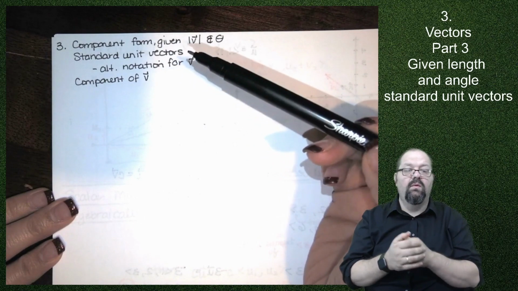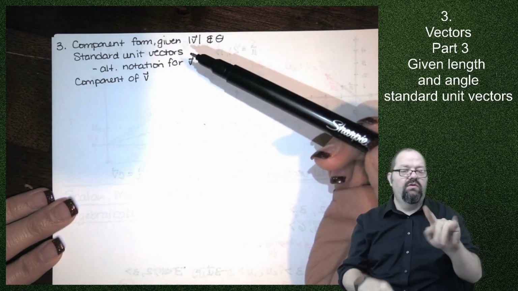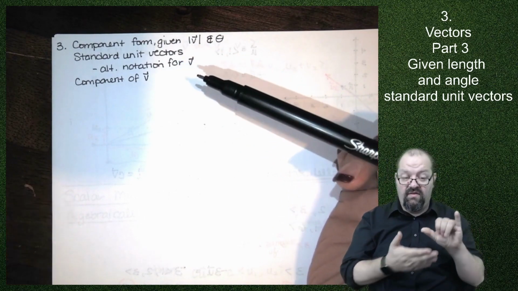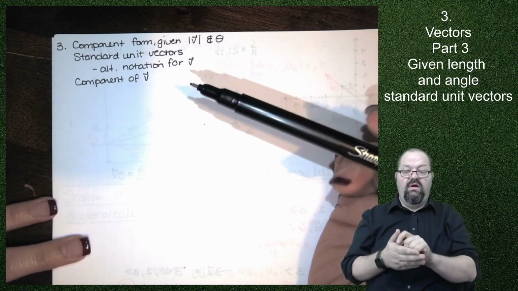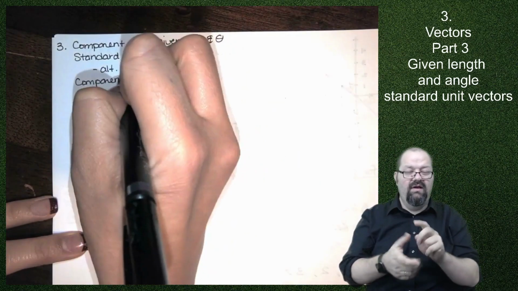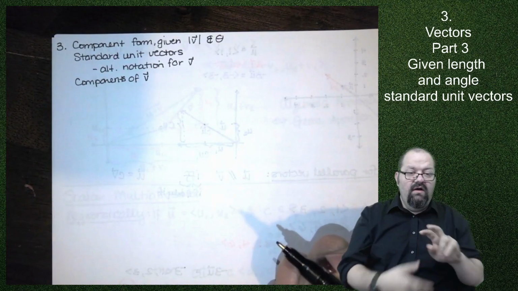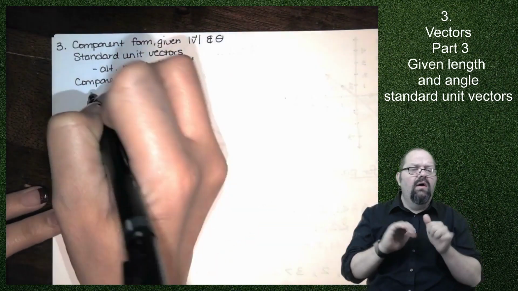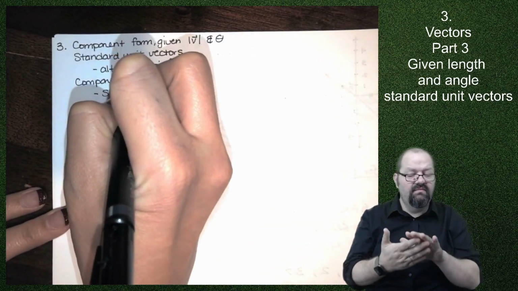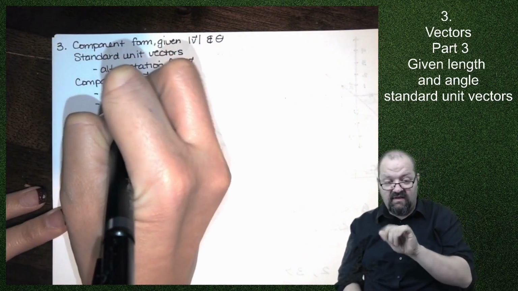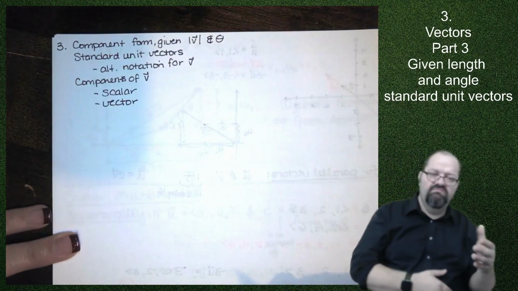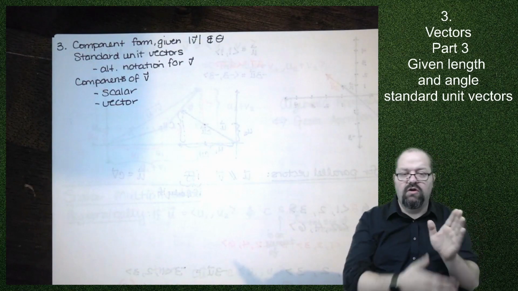We'll talk about standard unit vectors and how they will allow us to write v with a new notation. And we're going to talk about the components of v. Now that can be a little ambiguous. Sometimes we're talking about scalar components, and sometimes we're talking about vector components. And I'll show you what I mean.